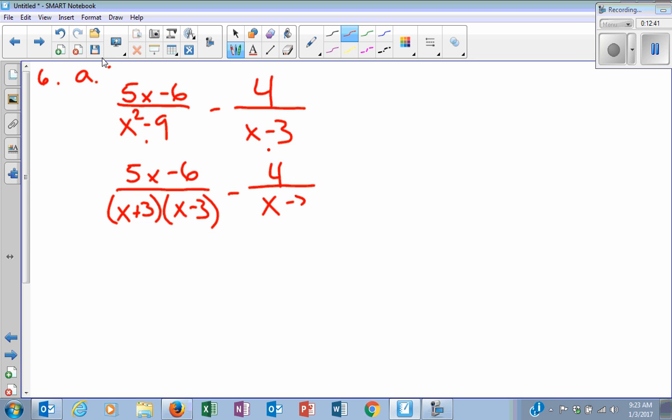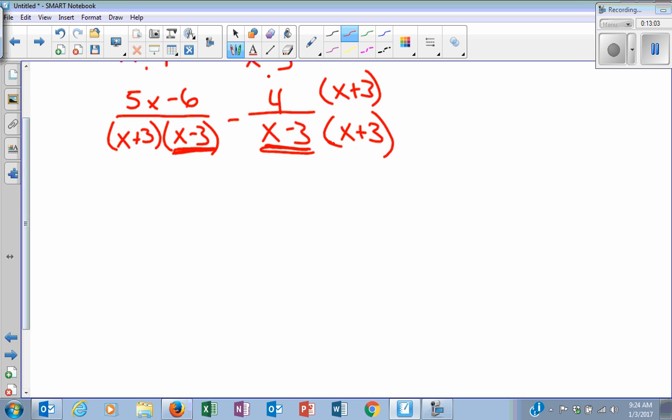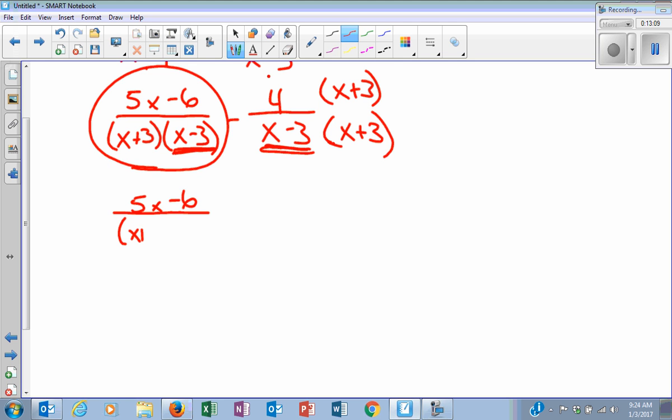Now, what do I need to do in order for these to have the same denominator? Well, these have the x minus 3 in common. That's really good for me. But this one has an x plus 3, and this one over here doesn't. So I need to multiply everything over here by that x plus 3, what it's missing. And then I multiply the top by x plus 3 to keep it fair. Notice I did nothing to this one right here. So it stays 5x minus 6 over x plus 3, x minus 3.